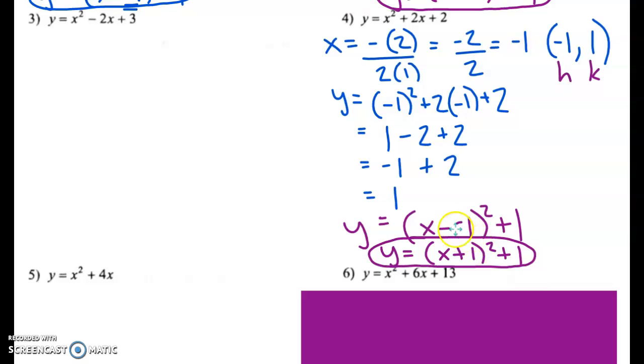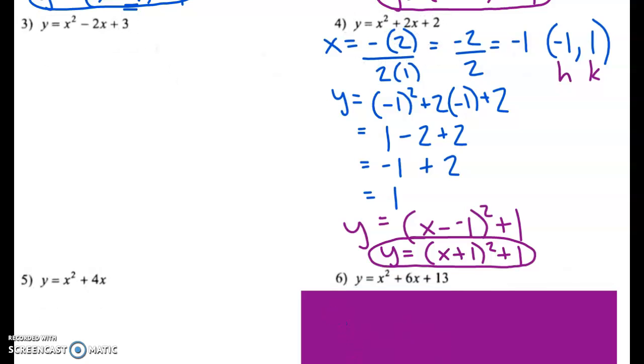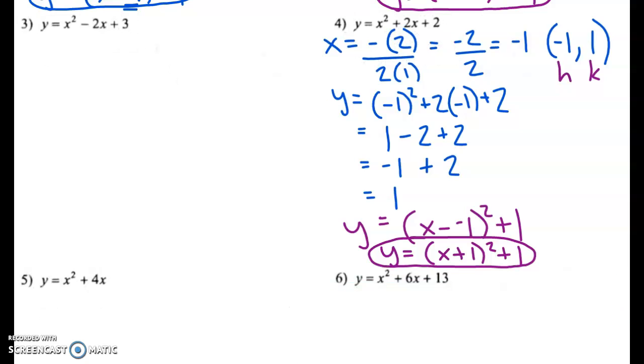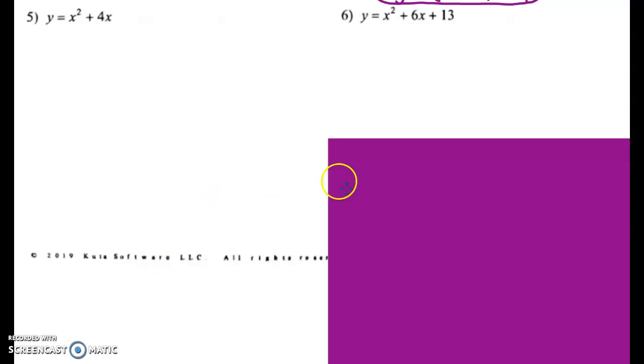All right, number 5 looks really weird, doesn't it? It doesn't have a C value on it. So does that mean the process is different? No, it's actually the same. Okay, it just works out such that there isn't a C value. All right, so let's go ahead and do number 5 together.